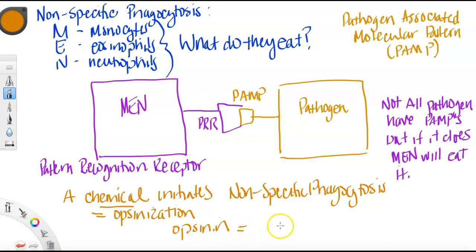So an example of an opsonin would be an antibody. Antibodies are part of the adaptive immune system, but they can cross over into the innate and do things like this. So help these phagocyte cells to find their victim and help them dispose of those. Okay. All right, so the next video we'll talk about natural killer cells.